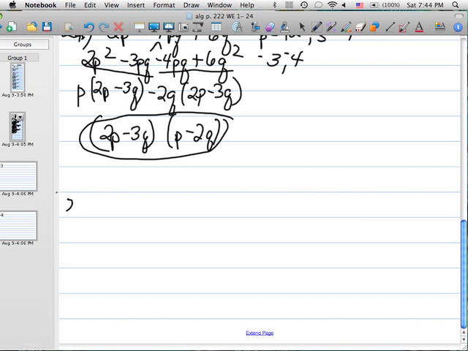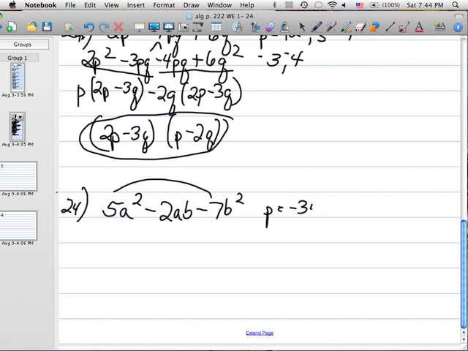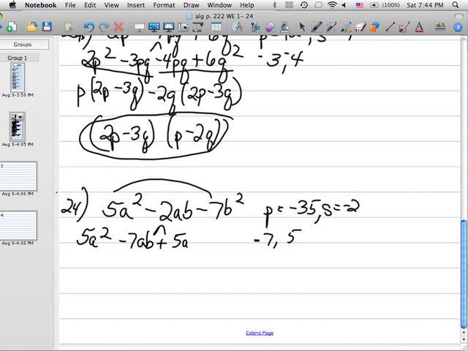And the last problem, number 24, we have 5a squared minus 2ab minus 7b squared. Product equals 5 times negative 7, negative 35, and the sum is negative 2. The two numbers that would work would be 7 and 5, and since the sum is negative, the 7 would have to be negative. So bring down the 5a squared, split the negative 2ab into negative 7ab plus 5ab, and then bring down the minus 7b squared.